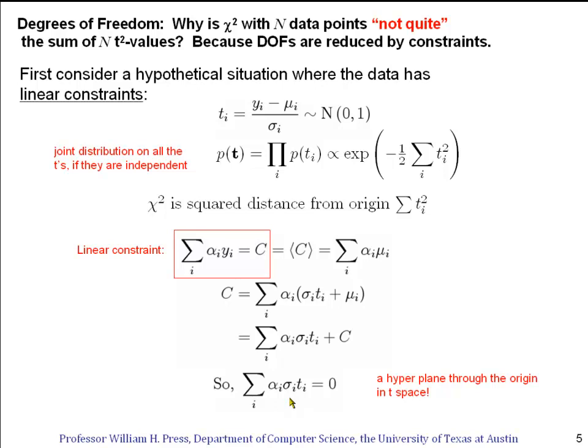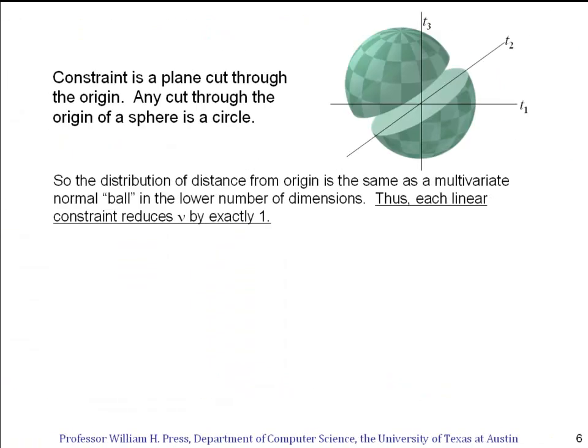Now why is that interesting to know? What we've learned is that an affine constraint on the measurements in the y_i space is equivalent to a linear constraint, a cut through the origin in the space of the t_i's. Now, the t_i's is the space in which the chi-squared lives. In fact, the value of chi-squared is just the radius from the origin in this space.